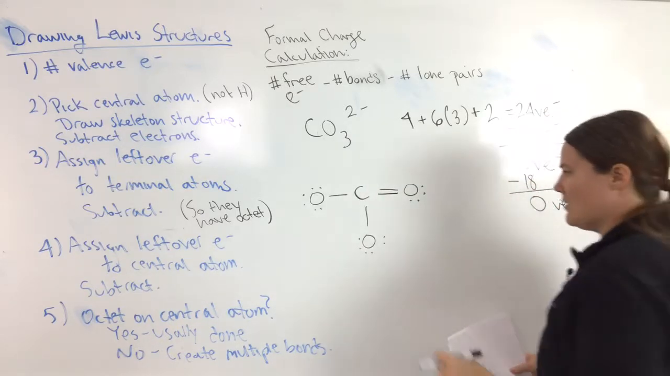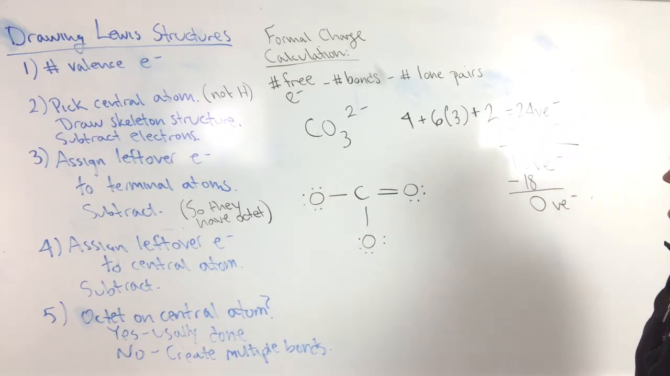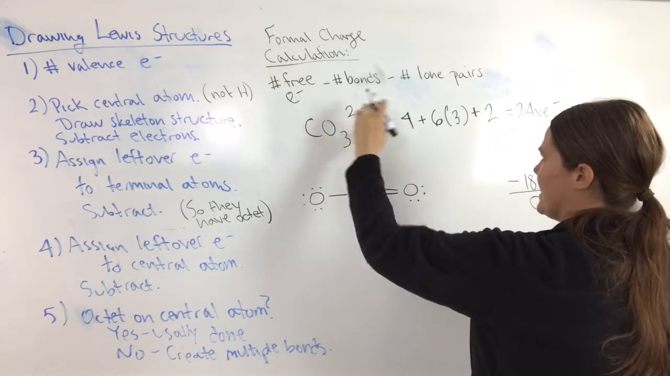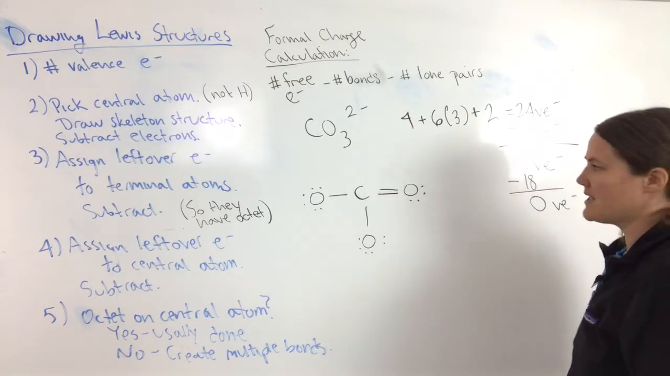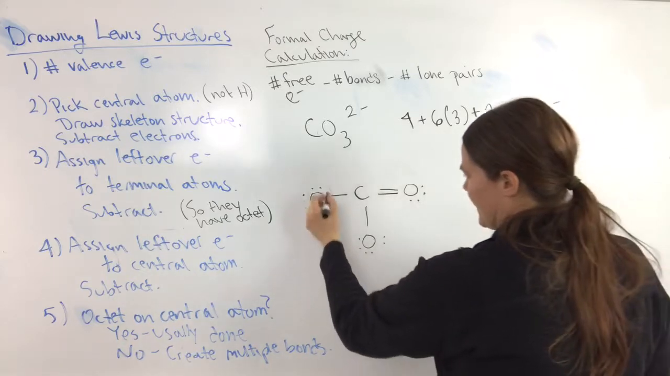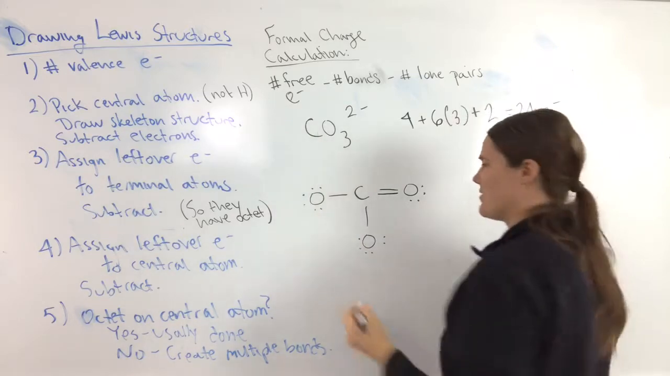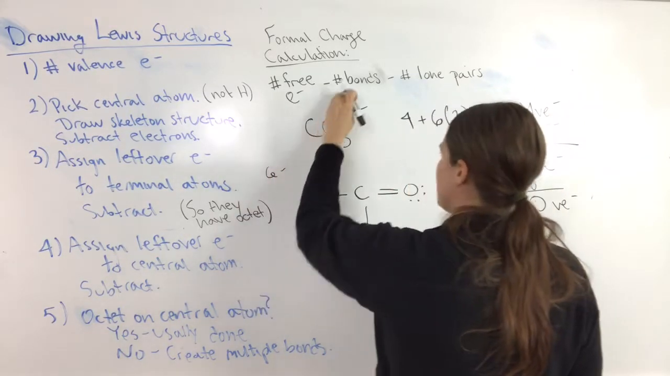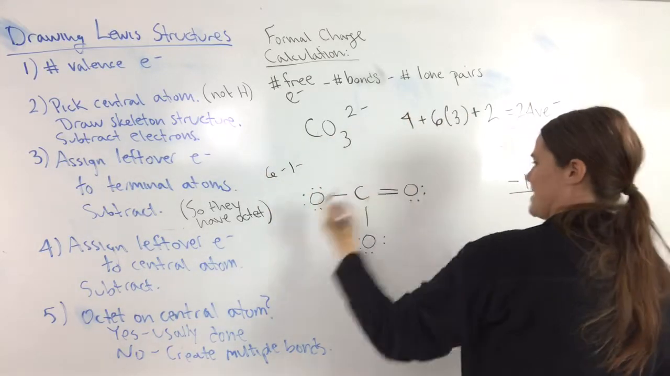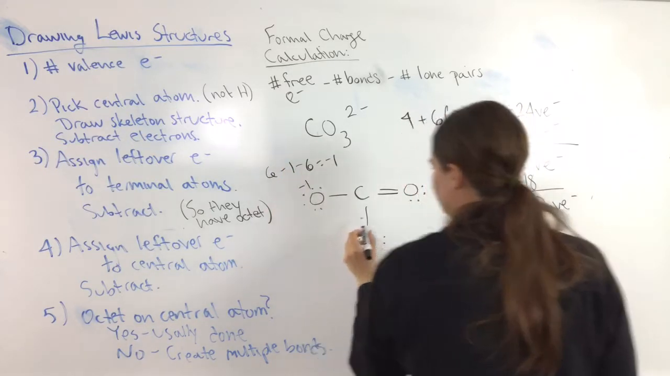Okay, so now what I want to do is figure out the formal charge on each of these atoms. And we should end up with a net formal charge of -2 because we have a -2 charge on this ion. So let's start with this oxygen. There's 6 valence electrons in a free oxygen. So we have 6 minus the number of bonds, which is 1, minus 6 lone pairs. So this is -1, so we have a -1 here.